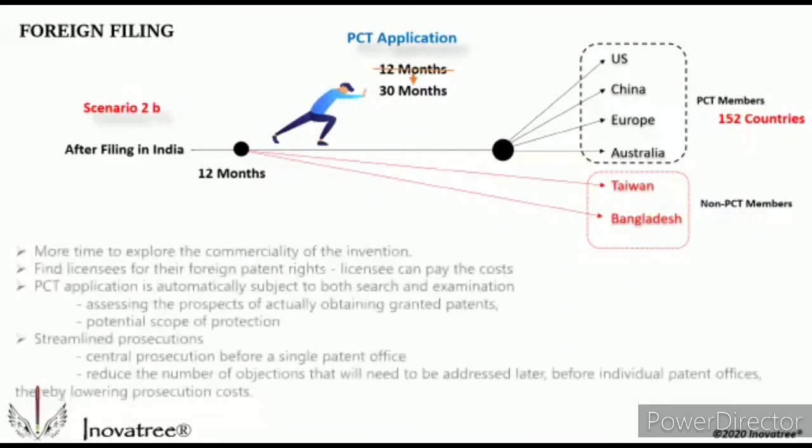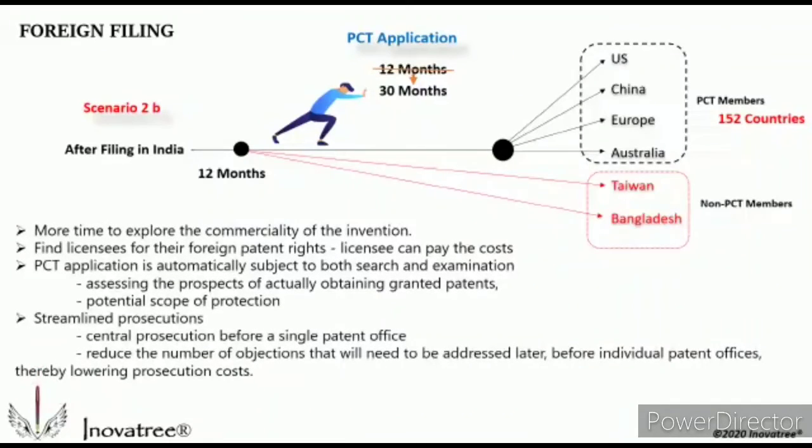This 30 months become crucial to take decision as it gives you more time to explore your market on a global scale and find the licensees for the foreign patent rights. As PCT application is automatically subject to both search and examination, it allows you to assess the prospects of actually obtaining granted patents and potential scope of protection.